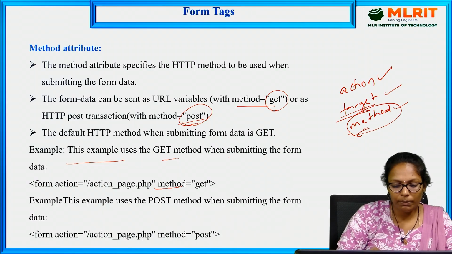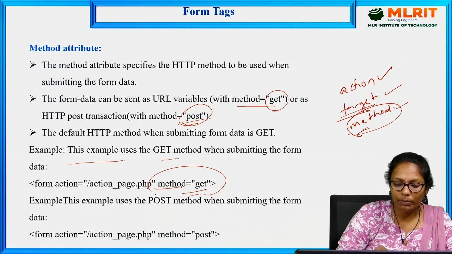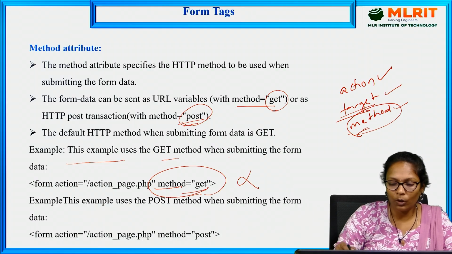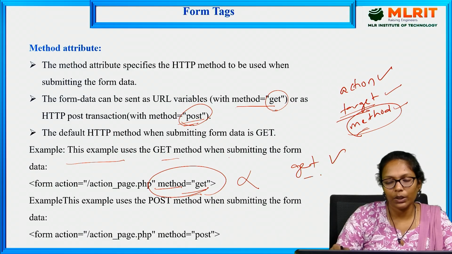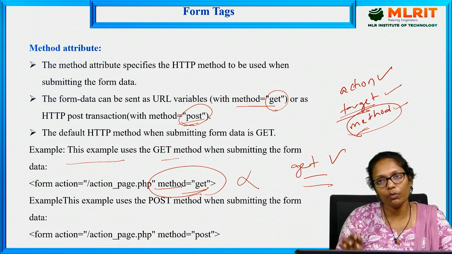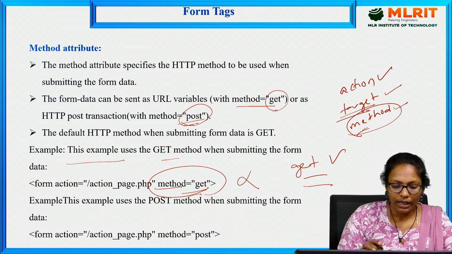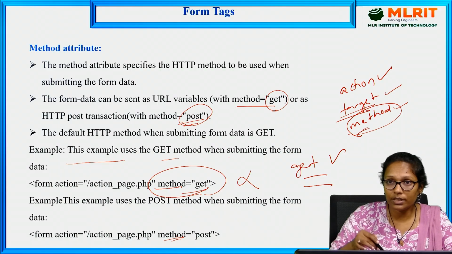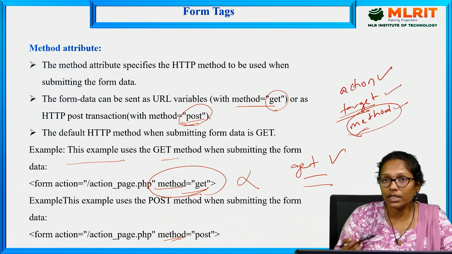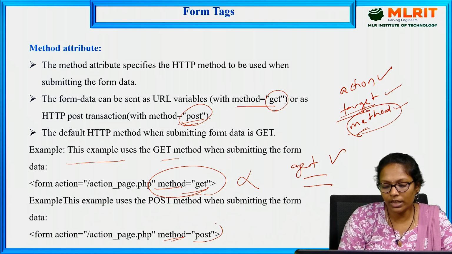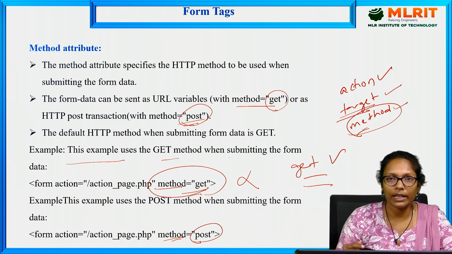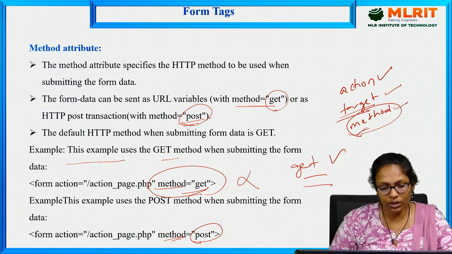So this example uses the get method when submitting the form data. So here I'm giving method is equal to get. Even if I don't mention any method name also, the default method name is get only. And next, if I want to secure my data, if I want to send my data securely after encryption, the method I should mention as post. The data will be encrypted and that encrypted data will be sent to the server.